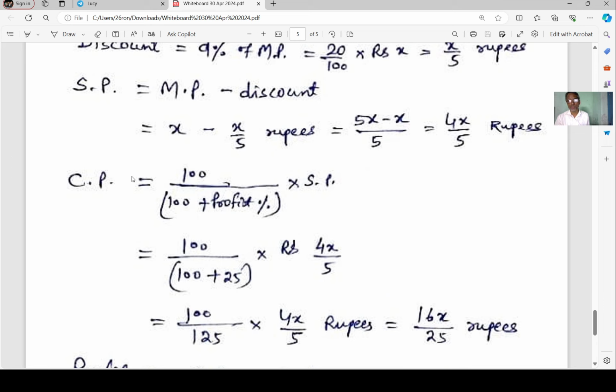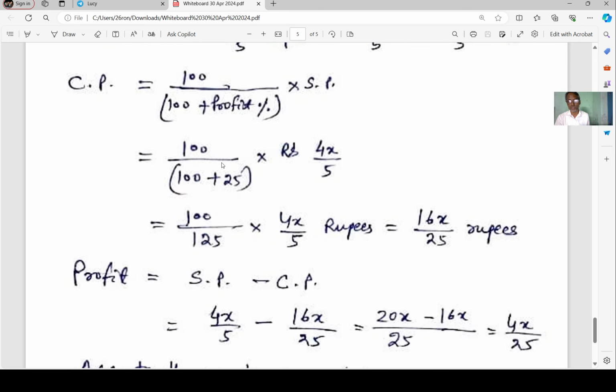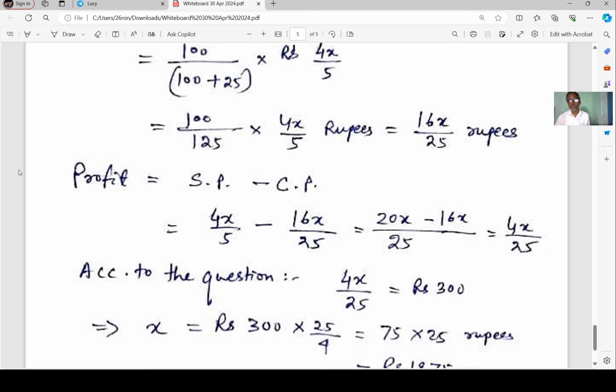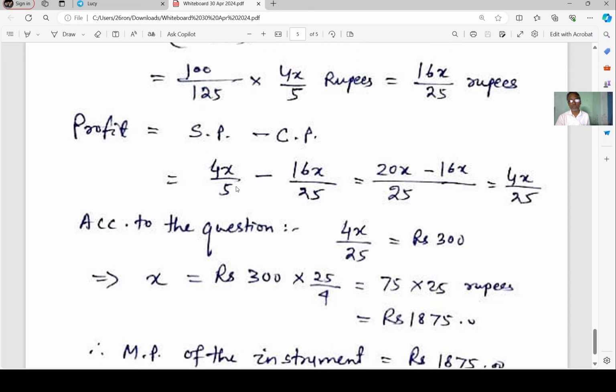So cost price is equal to 100 divided by 100 plus profit percent into sale price, equal to 100 by 100 plus 25 into rupees 4X by 5. We have already found sale price is equal to 4X by 5. So this is equal to 100 by 125 into 4X by 5. This is equal to 16X by 25 rupees. So profit is equal to sale price minus cost price. Sale price is equal to 4X by 5 and cost price we have already found, 16X by 25.